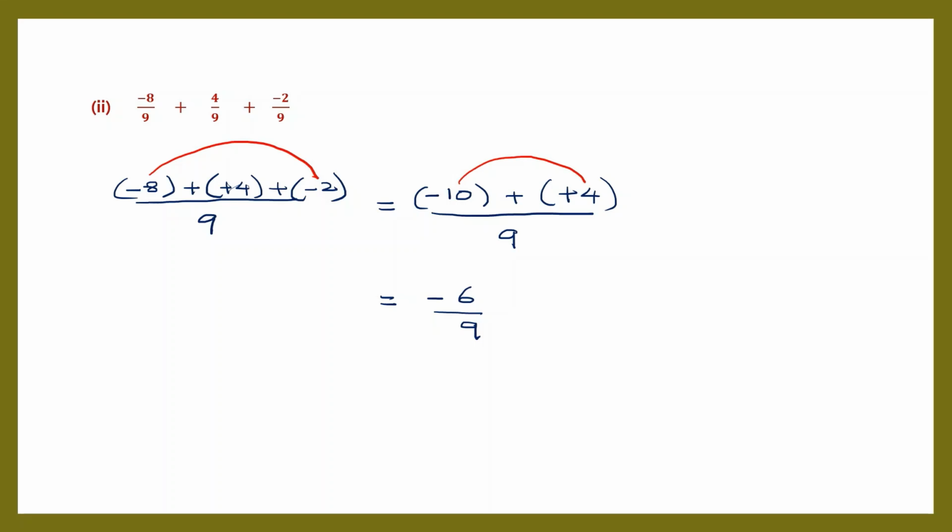Now 6 by 9 is a fraction that can be reduced to the lowest term. So here we can divide both by a common factor. That is, both are divisible by 3. So let's divide minus 6 by 3. Now 3 2's are 6. So because we have a minus sign, it's minus 2. And here 3 3's are 9. So we have 3. So now what is our answer here? Minus 2 by 3.